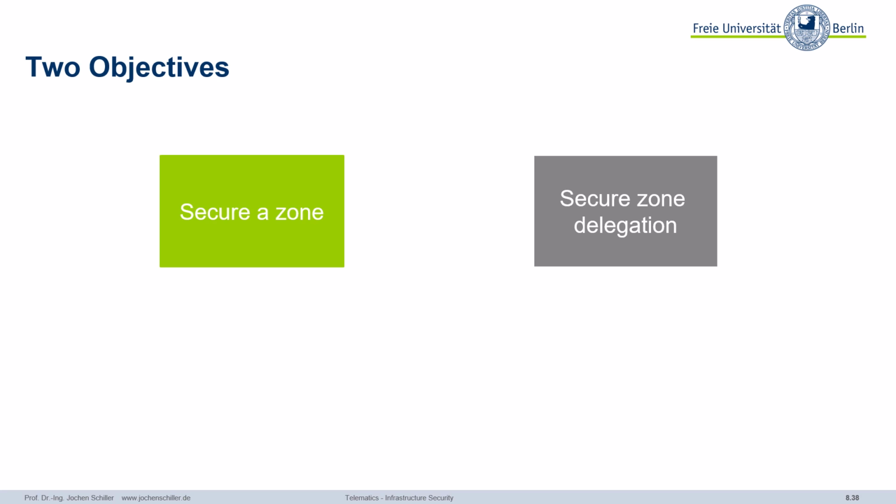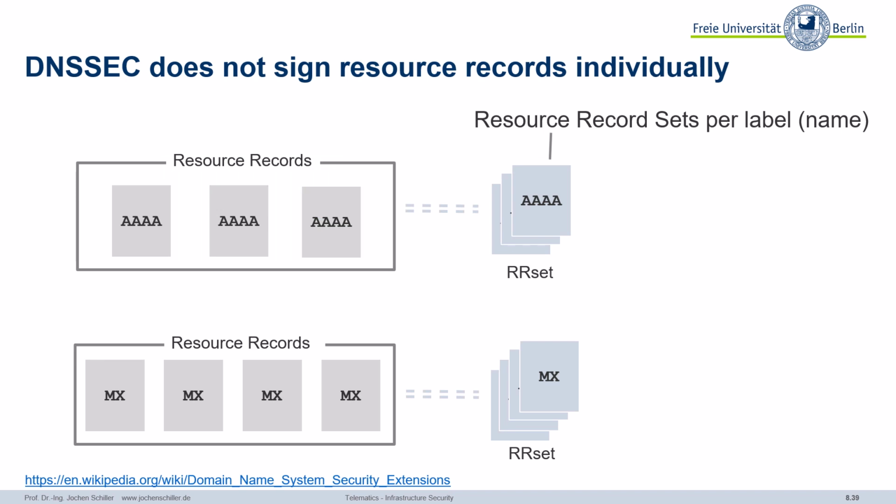So securing a zone, what's important here? Well, you have to sign the resource records. So you have to make sure that all resource records are signed and no one can change them. The way DNSSEC does this is not by signing individual resource records, but by forming a set of resource records. And on the next slide, I will show how these sets are formed.